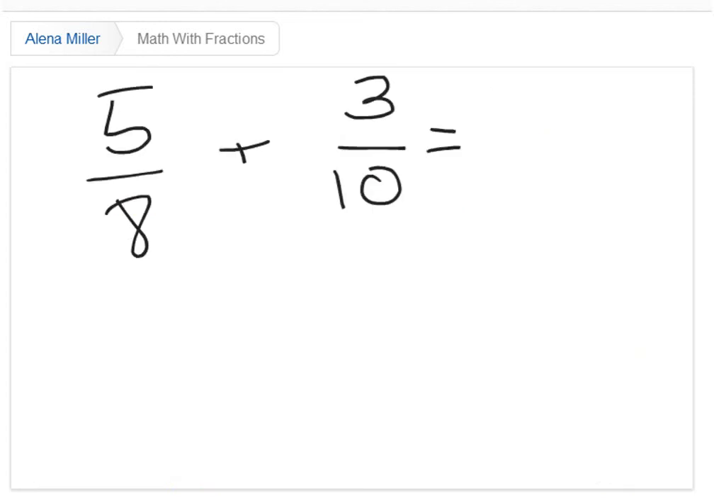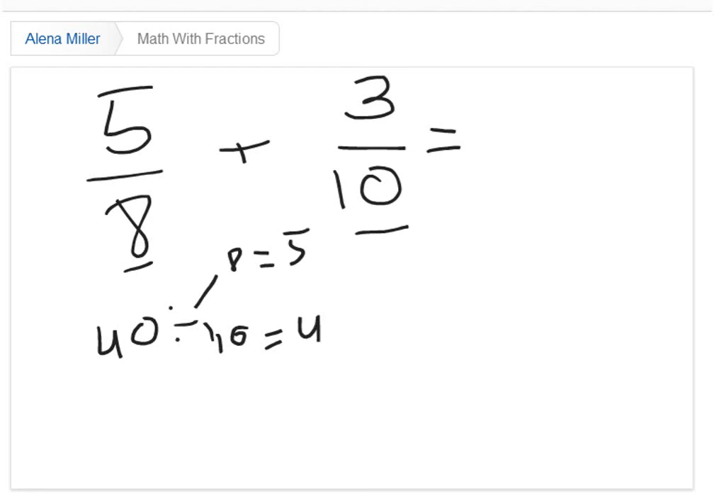Now we can solve the problem. We know that 40 is the number we can use for both 8 and 10. Because 8 goes into 40 5 times. And 10 goes into 40 4 times.